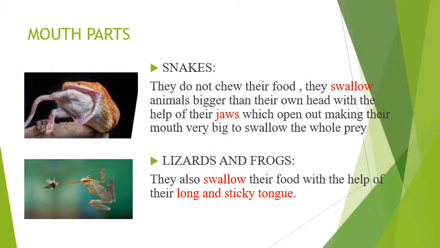Children, observe the pictures of snake and frog. Snakes do not chew their food. They swallow animals bigger than their own head with the help of their jaws, which open out, making their mouth very big to swallow the whole prey. Lizards and frogs also swallow their food with their long and sticky tongue.